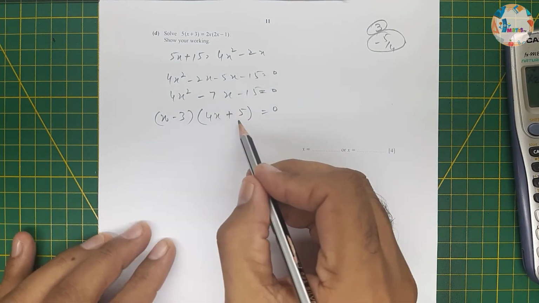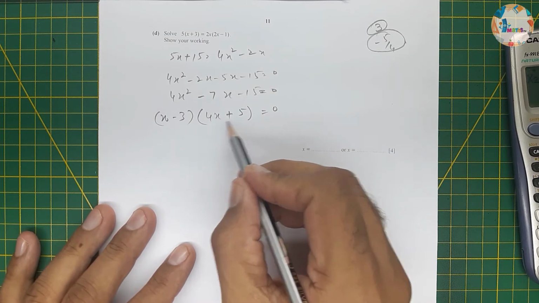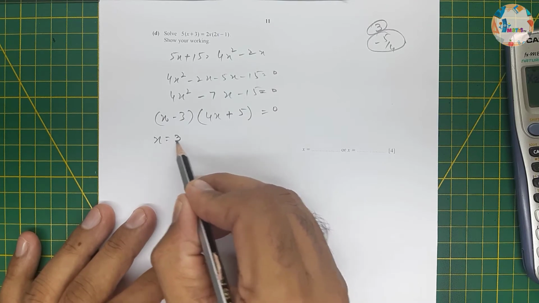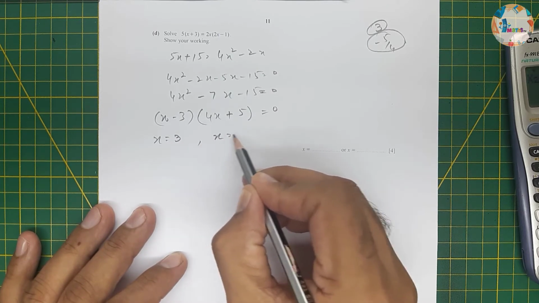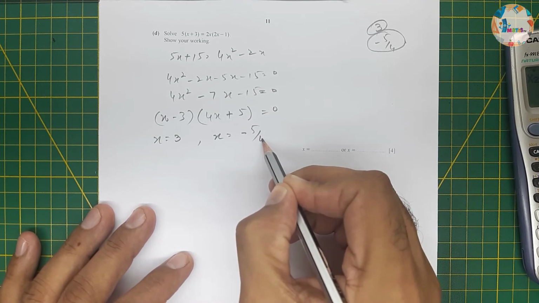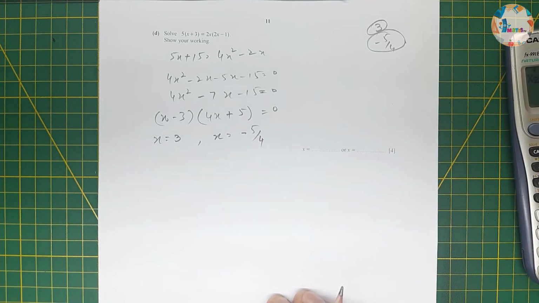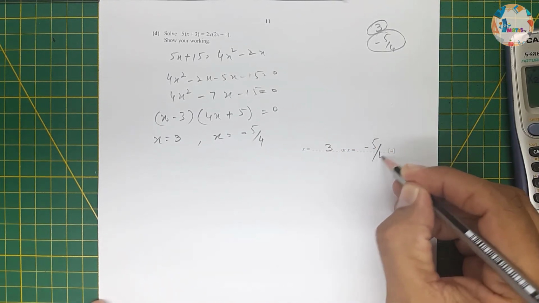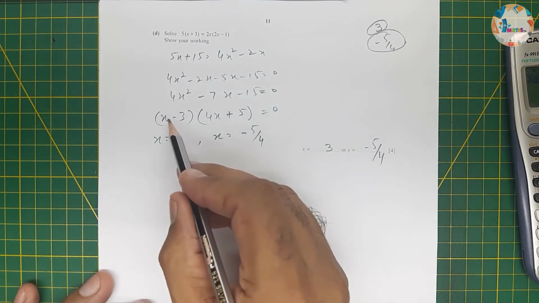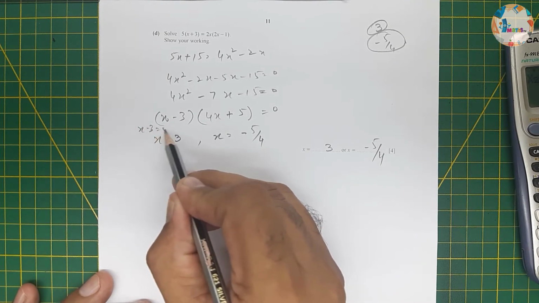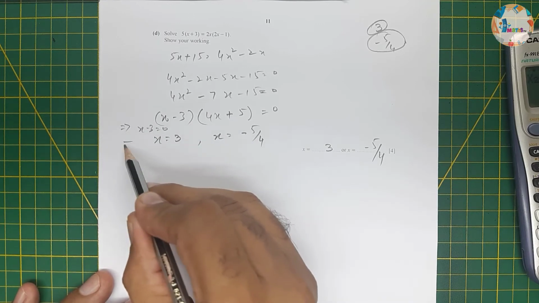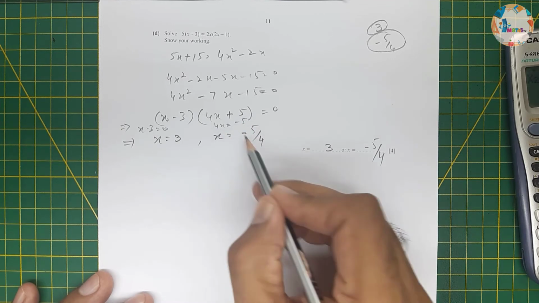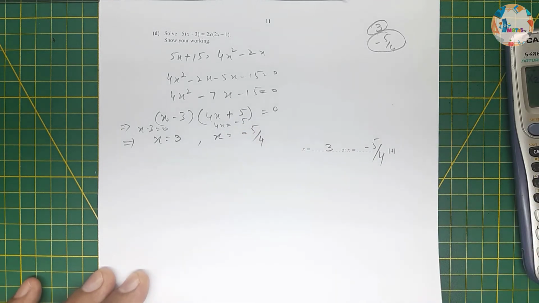Now what we can do, we can basically write x is equal to 3 and x is equal to minus 5 by 4. These will be our answers, basically 3 and minus 5 by 4. This will be our answer. This one you can put like x minus 3 is equal to 0, and for this one also you can write 4x is equal to minus 5, and then you can add this additional step.